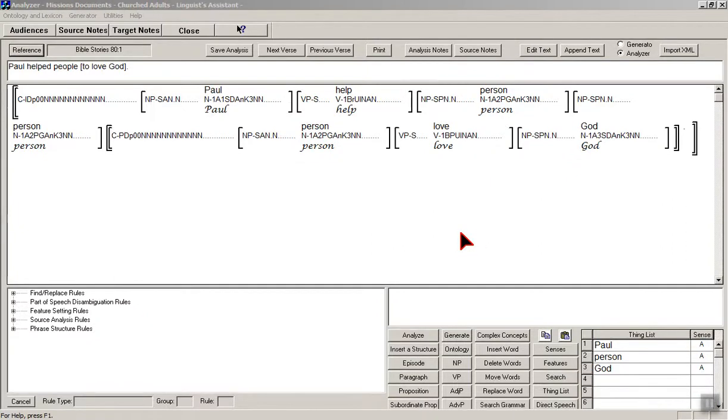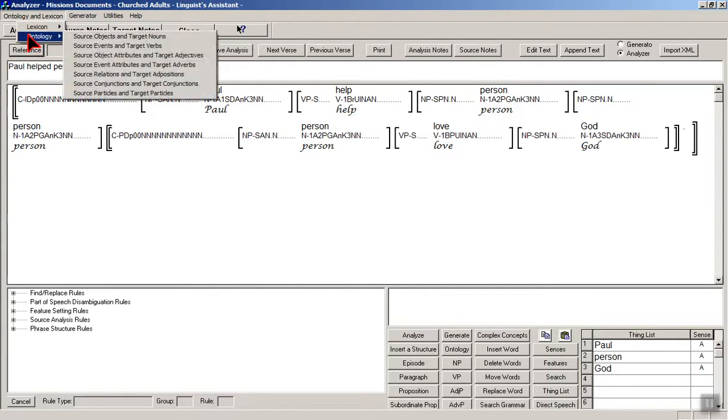Today I'd like to start talking about verbs. The verb structure is perhaps the most complicated part of our ontology. So to see the ontology again, we click on the menu at the top left, Ontology and Lexicon, then select Ontology, and then go over to Source Events and Target Verbs. So again, we try to use semantic or meaning-based concepts, so we call these events, and those are normally expressed as verbs.